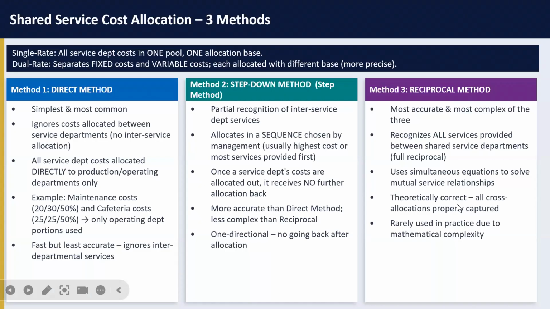And theoretically it's correct because all cross allocations are properly captured, but it is rarely used in practice due to mathematical complexity. When it comes to practical use, it becomes very time consuming and complex. Only when it is possible, we will be using it. Else, we will be choosing either direct or step down method. Okay. Now we'll look into the calculations.